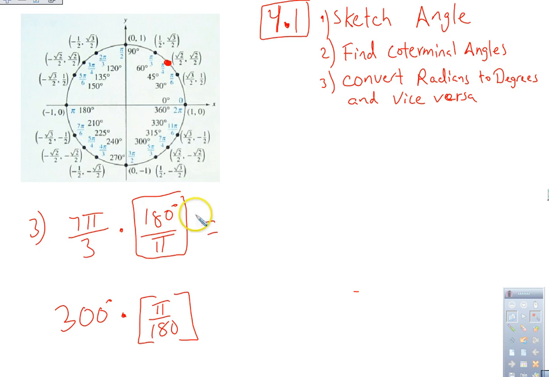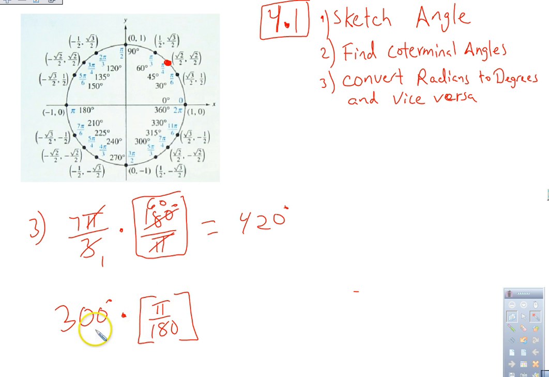So let's get the degrees. The pi's cancel out here. 3 and 180. 3 goes into 3 one time. 3 goes into 180 60 times. And nothing more to reduce, so then 60 times 7, 420 degrees.